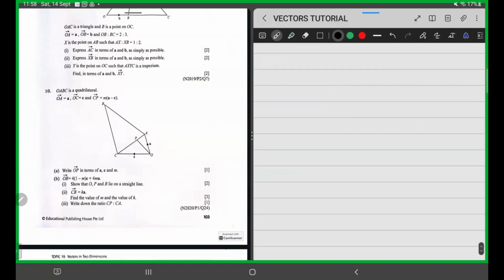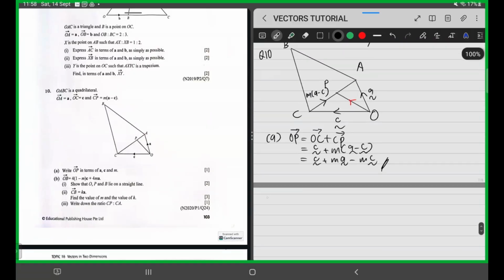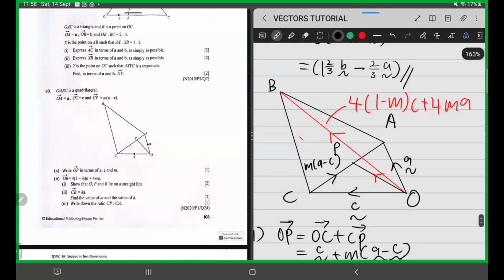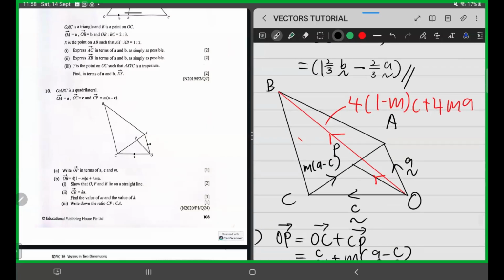Okay? Then in part B, they say OB. So now we have another vector over here, OB, this over here is 4 bracket 1 minus M bracket C plus 4MA. So very, very long, but nothing to be scared about. They say show that OP and B lie on the same line, lie on the straight line. So I will just modify my drawing over here. Your P.